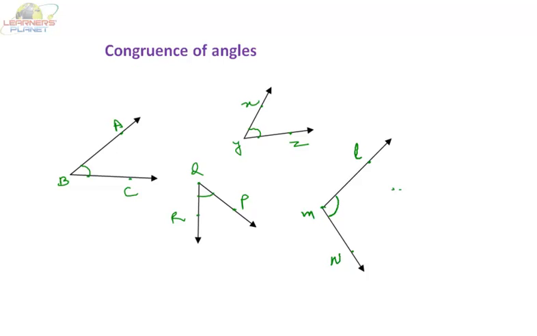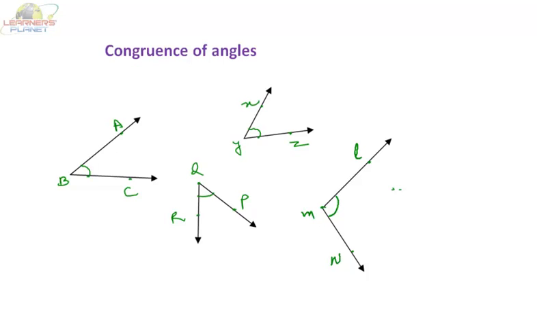Now let's discuss congruency of angles. In these examples, we can see that angle ABC, angle XYZ and angle PQR, all three are the same in measure. So we can say these three angles are congruent to each other. But we can see this angle, LMN, is not the same in measure as angle XYZ or PQR or ABC. That means angle LMN is not congruent to any one of them.